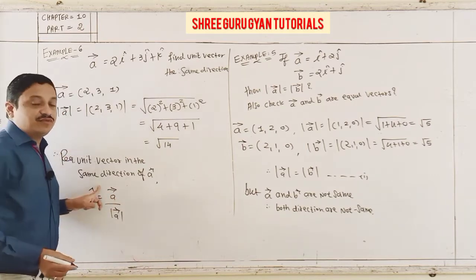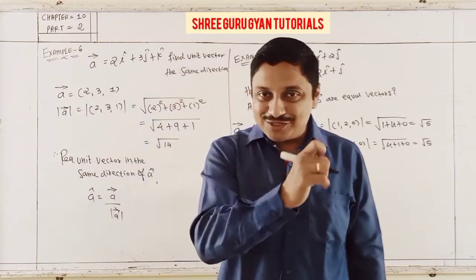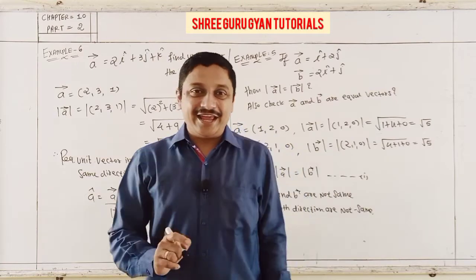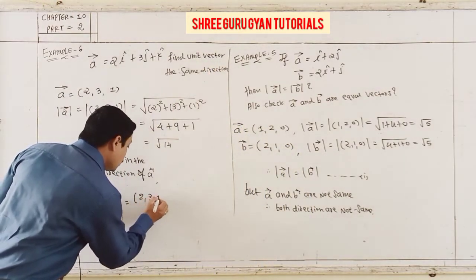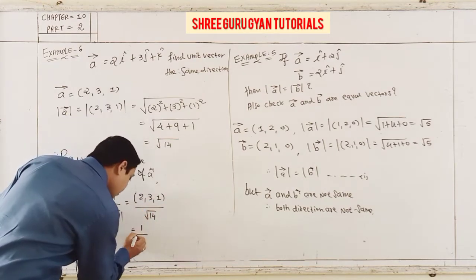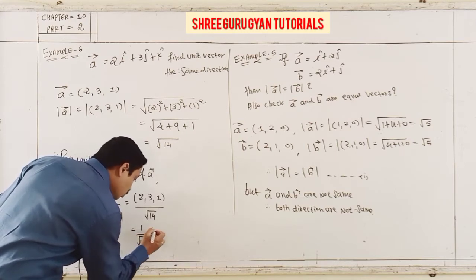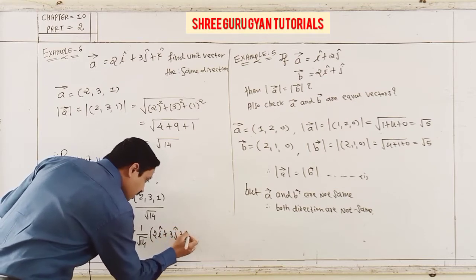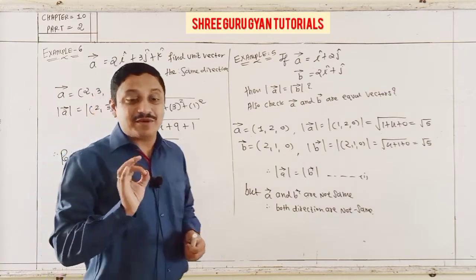Listen here, students, if you are given the same direction, then you write positive. But if you are given the opposite direction, then here mention minus a. And a value is already known, 2, 3, 1, and magnitude is root 14. So my answer is 1 by root 14, 2i plus 3j plus 1k, and that's your simple answer for example number 6.